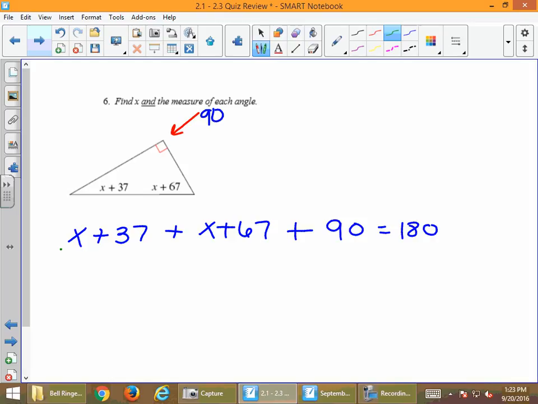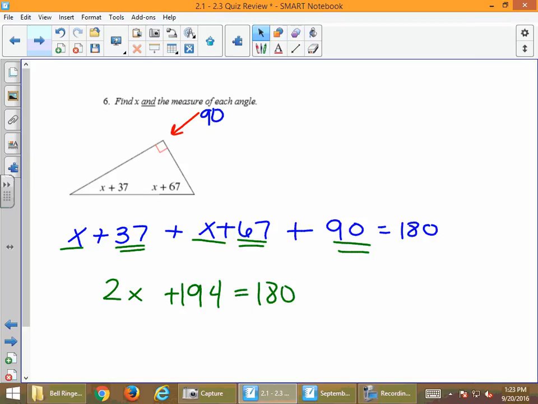Whenever you have a problem like this, you just add all three angles together, set them equal to 180, then solve. So combine your like terms. What do we get when we do x plus x? Combine your numbers. What's 37 plus 67 plus 90? 194? Yep.